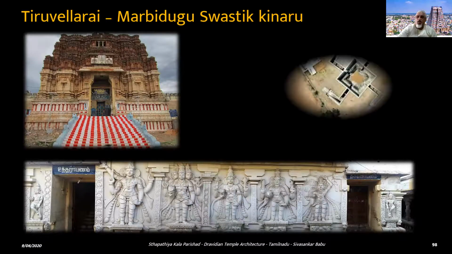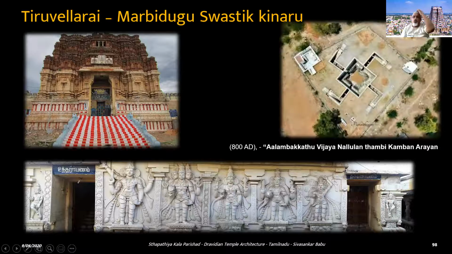This also contains the only instance of a grand stepwell in Tamilnadu. There are some 2 or 3 stepwells in Pallava period, but they are all single side. This is the grand swastik shaped stepwell built in 800 late Pallava period. It is by Alambakathu Vijayanagara Nallulan Thambi Kambanarayan. This is under late Nandi period, and this is one of the rare stepwells available in Tamilnadu.